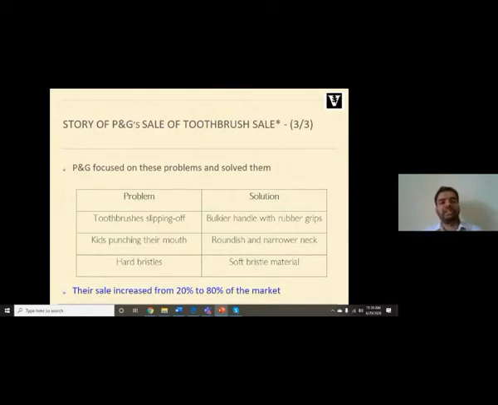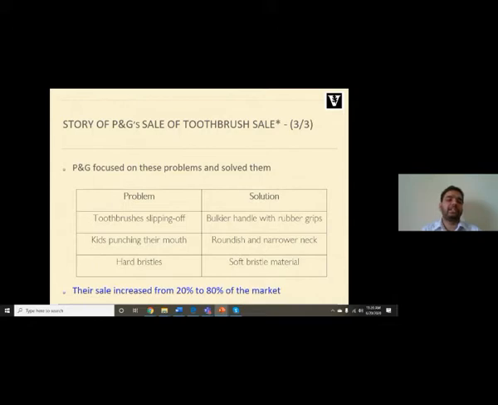And the third problem was straightforward. They started using soft bristle material, and then it paid off. So applying these three solutions, their sale increased from 20% to 80% of the market, right? And this is amazing, right?